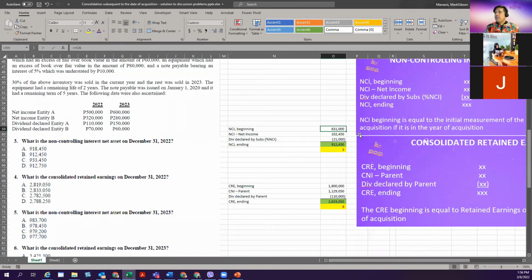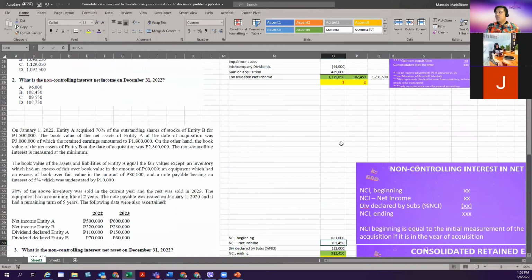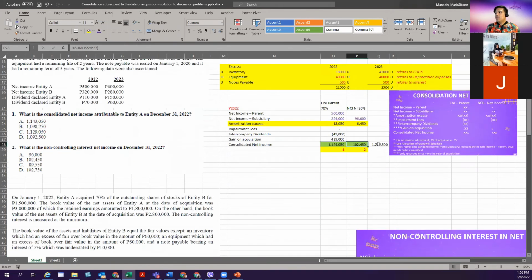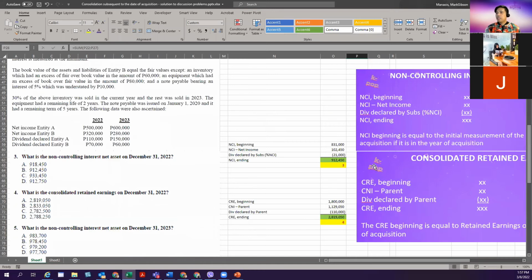And then NCI net income, which we just computed: 102,450. Notice that once we get the consolidated net income correct, the rest will be just like a puzzle. And then, of course, dividends declared by the subsidiary. How much was the dividend declaration by the subsidiary? 70,000, but only the proportionate share, so that would be 30%. So the answer is 912,450. Just get the sum. Okay, so that's number 3.